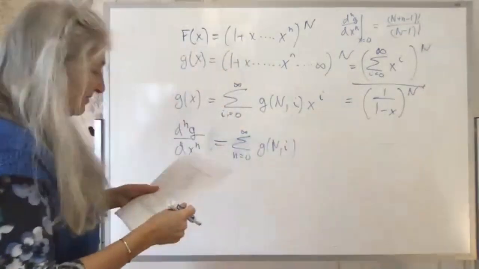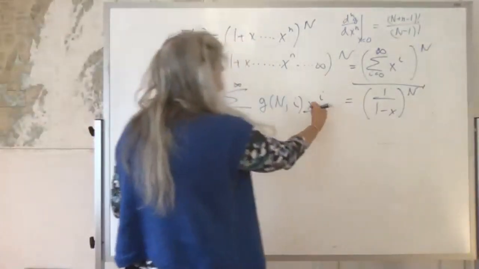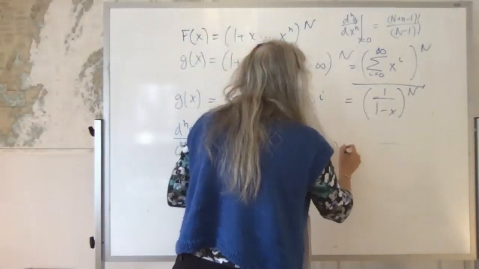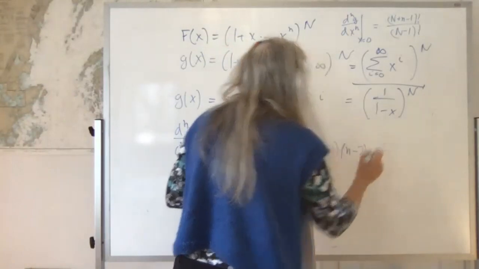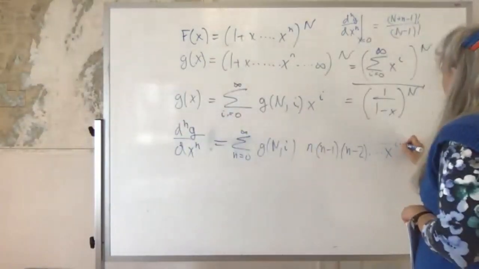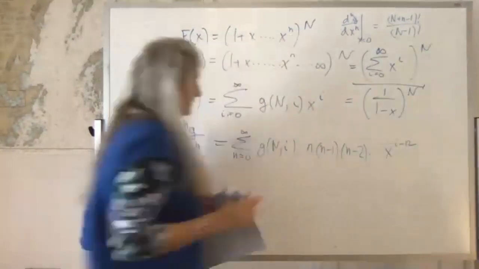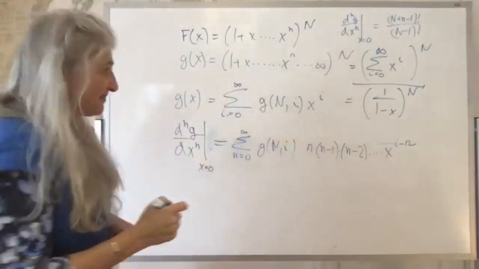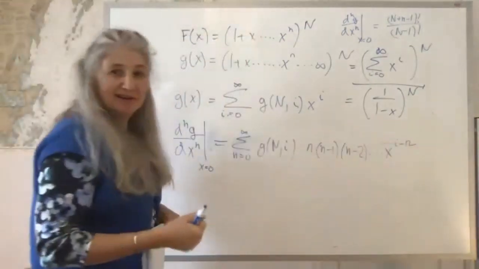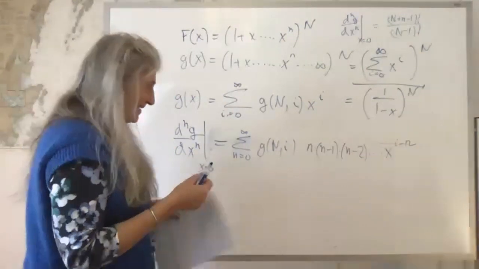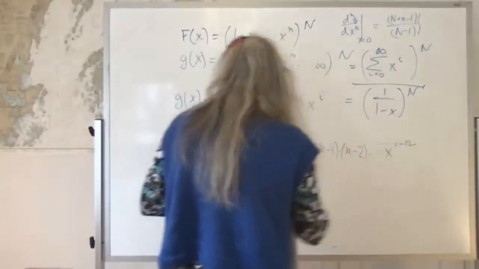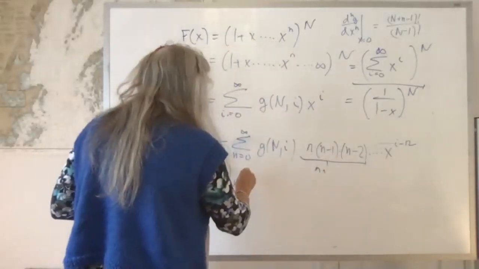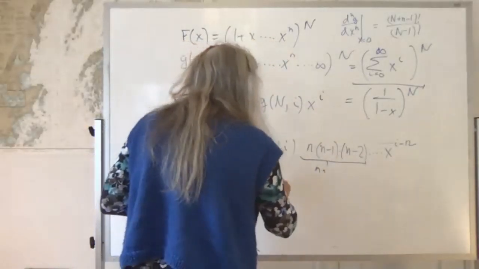Like that. So I write, since I'm taking n derivatives, it's n times n minus 1 times n minus 2, etc., x to the i minus n, because there are n derivatives. And now if I set x equals 0, all of the terms drop out except for the one that we want, where i is equal to n. And this turns into n factorial, and so we get n factorial g of n.